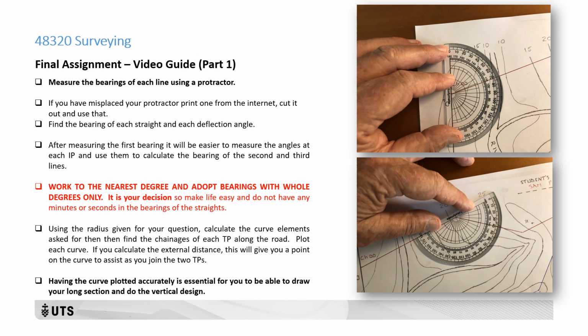You've been given in your data a specific radius to use for each of the two horizontal curves. So the next step is to calculate the bearings, the angles, then the curve elements, and find the changes of the TPs along the road. And we want you to plot each curve carefully onto your plan and show that, and particularly take care with marking off the tangent points, because later on having them plotted accurately will be very important to let you draw the long section.